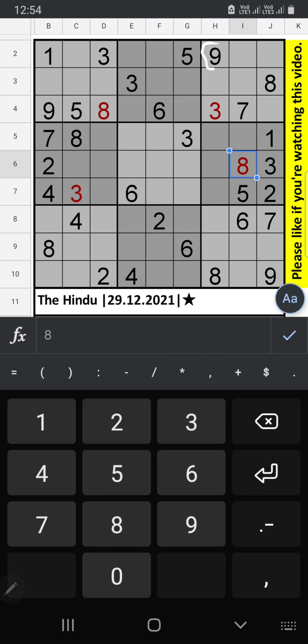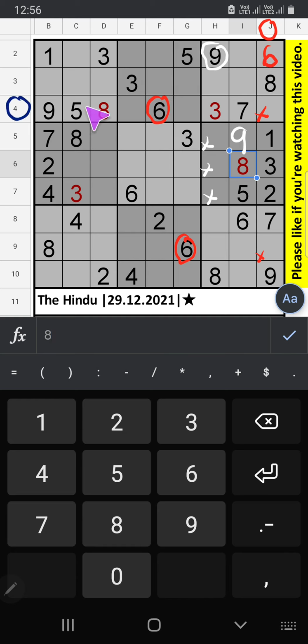We have 9. 9 can't come in these cells. 9 will be here. Column J, we have 6 can't come this cell. Also we have 6 can't come this cell. Then 6 will be here.